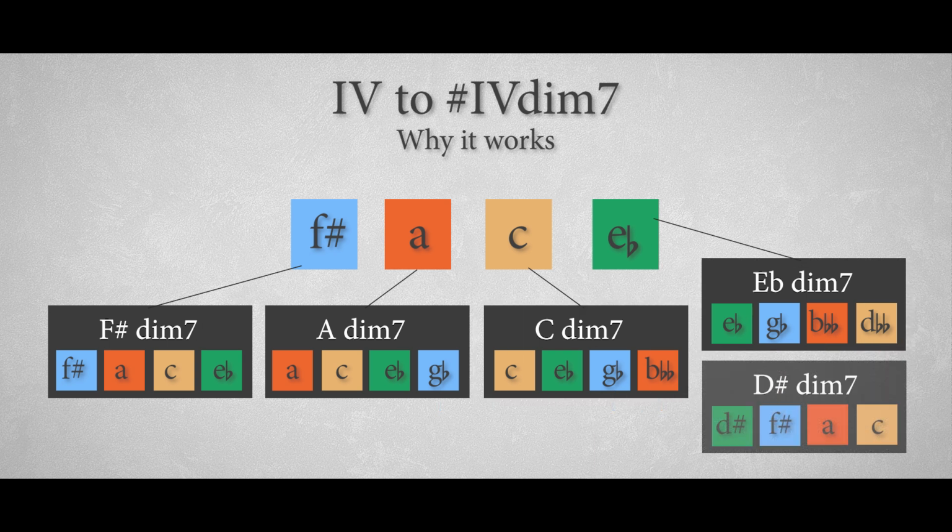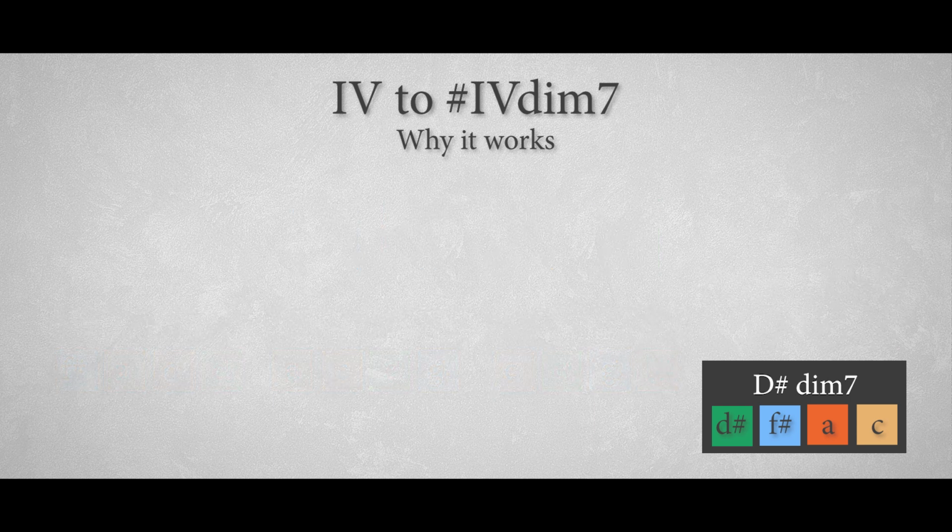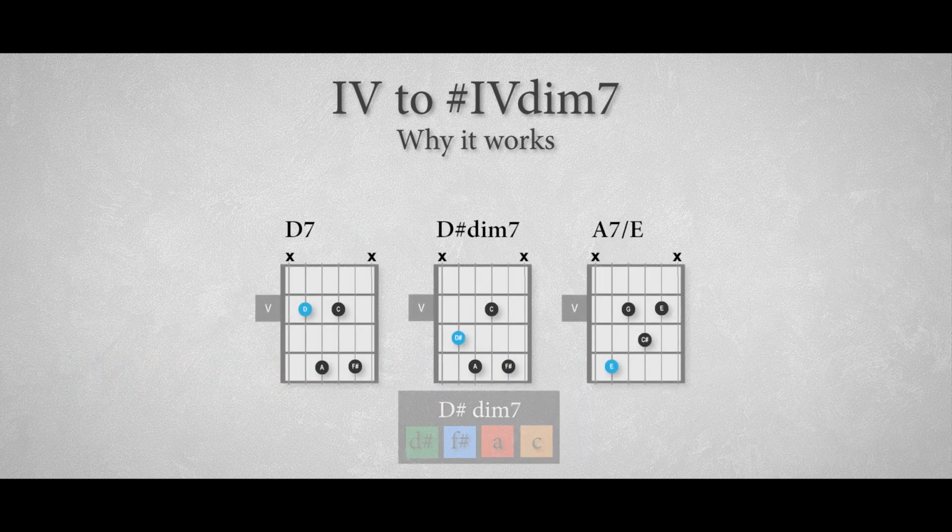The last one is enharmonically the same as the D sharp diminished 7 chord. So all these chords have a lot in common with the D7 chord and therefore can replace the D7 chord. Especially the D sharp diminished 7 chord creates a nice chromatic line to the 5th of the tonic A7.